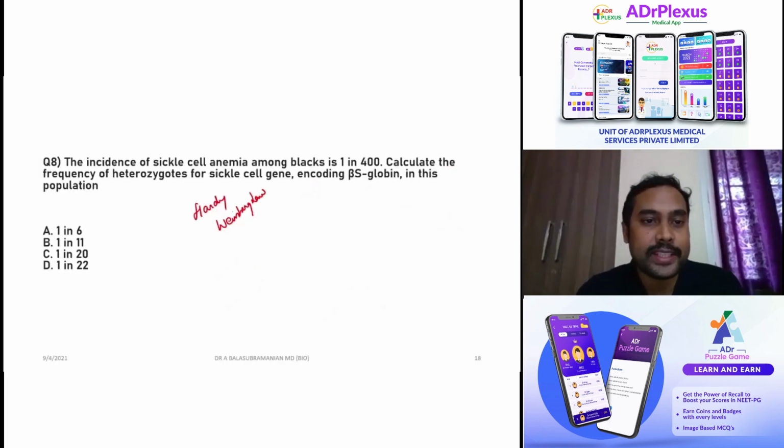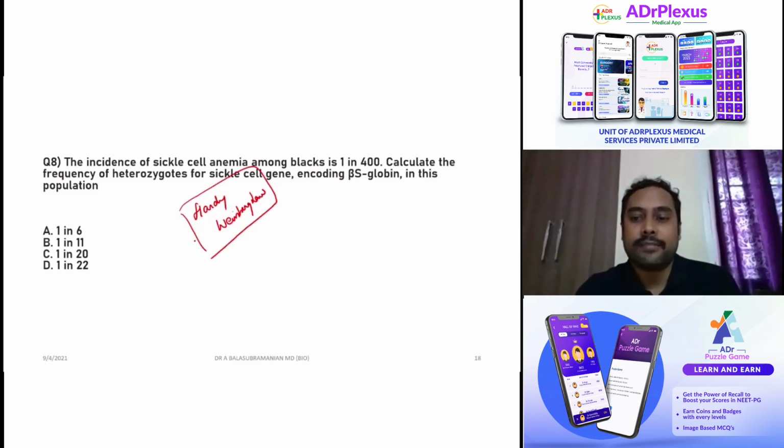Okay, let's move to question number 8. The incidence of sickle cell anemia among blacks is 1 in 400. I told you this question. Calculate the frequency of heterozygotes for the sickle cell gene encoding beta S globin in this population.